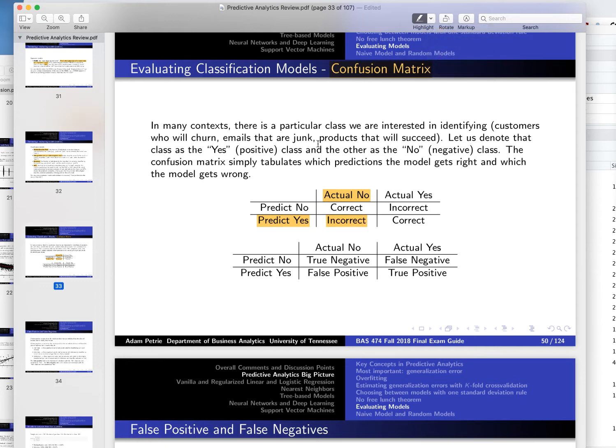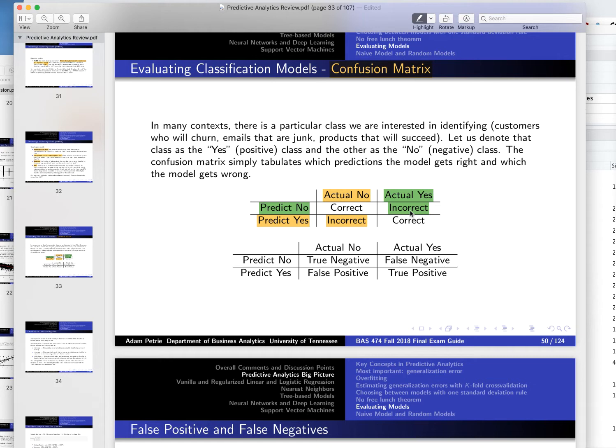And likewise, if the model predicted that someone belonged to the no class, but in actuality they belong to the yes class, that's also a second way of getting it incorrect. So if in actuality we're dealing with a safe email, but the model predicts that it's junk, that's one way to get it wrong. If the model predicts that it's a safe email, but in actuality it's junk, that's the other way of getting it wrong.